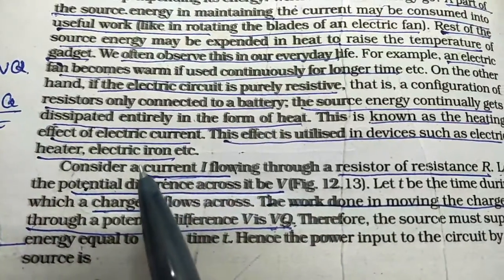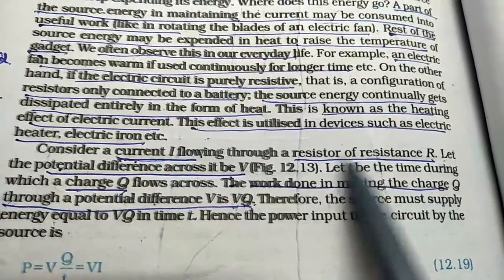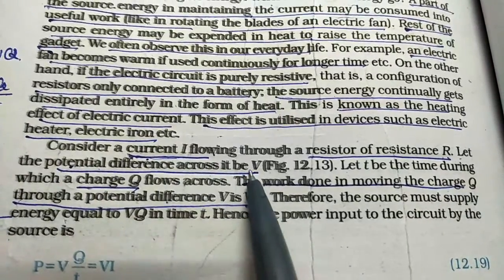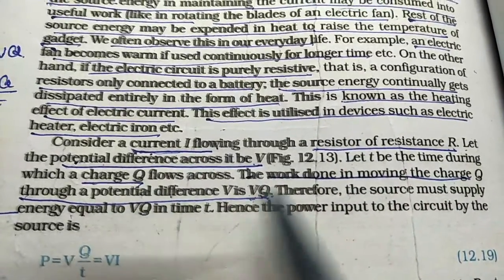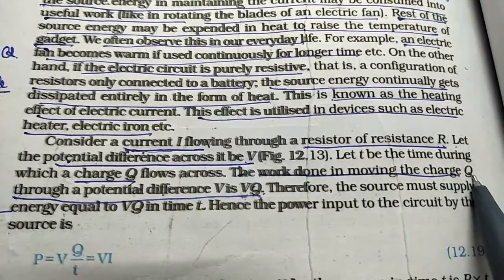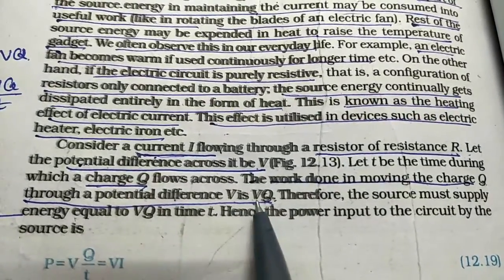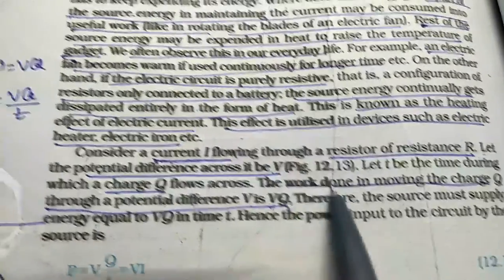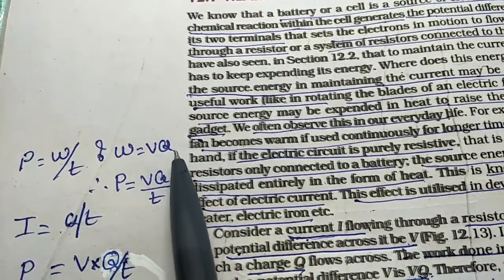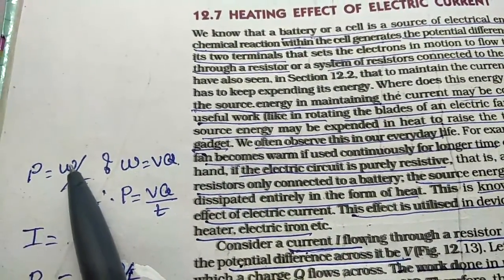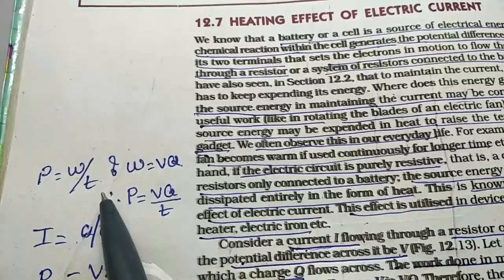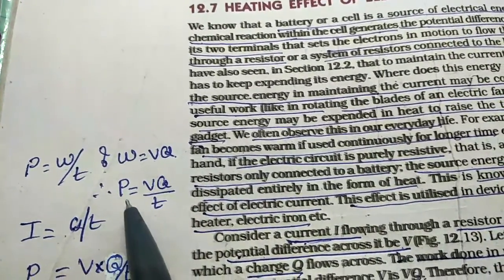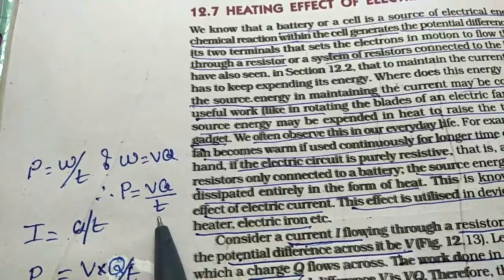Based on that, there is a small derivation. Now consider current I, resistance R, and potential difference V, and charge Q flowing through a circuit. The work done in moving the charge Q through the potential difference V is V multiplied by Q. So work done W is equal to V into Q, and power is equal to W upon T. Substituting the value of W here, we get P is equal to VQ upon T.